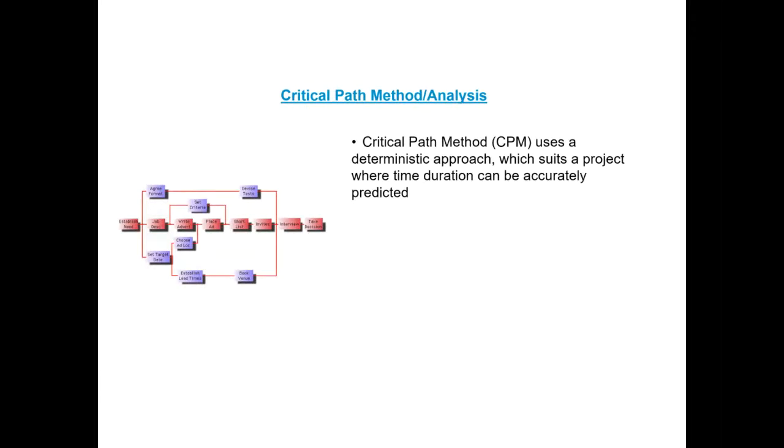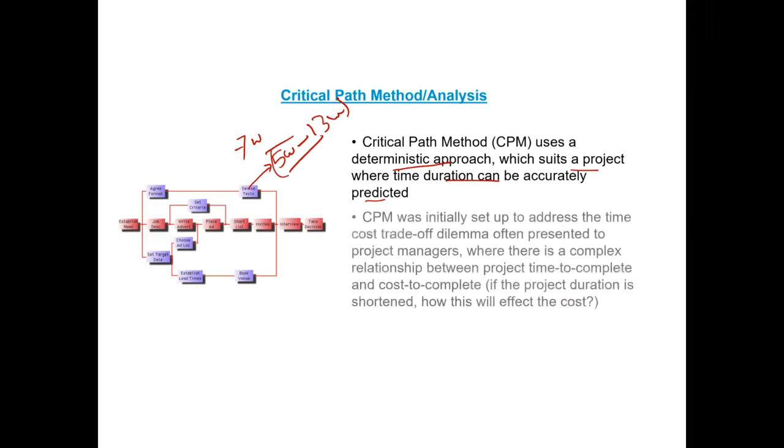Right. So in the previous example, we did learn and touch upon critical path. The critical path method uses a deterministic approach, which suits a project where time duration can be predicted. So we will talk about two different types of situations. One is where we definitely know, for instance, this activity is going to take 7 weeks. But sometimes we do not know that definitely, and the contractors give us time brackets. They could say, well, this activity could take anywhere between 5 weeks to 13 weeks. For that sort of situation, we will be using what's called probabilistic scheduling. So here we are taking an example where we definitely know the time duration of any activity.